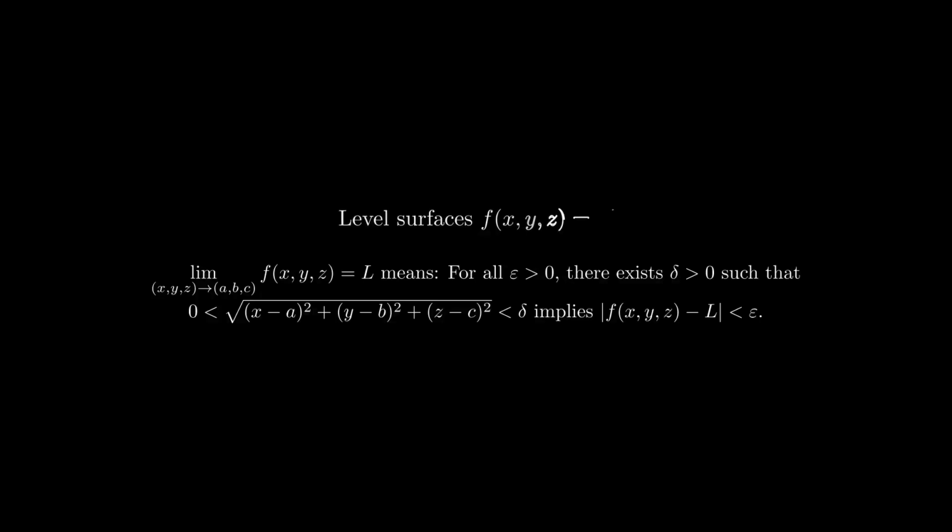Finally, let's restate the concept of level surfaces and review the definition of a limit in three variables. Each constant value, denoted as c, determines a unique level surface for the function f in three-dimensional space. The definition of a limit in three variables follows the same epsilon-delta criterion as in functions with one or two variables, but now it applies to distances measured in three-dimensional space.